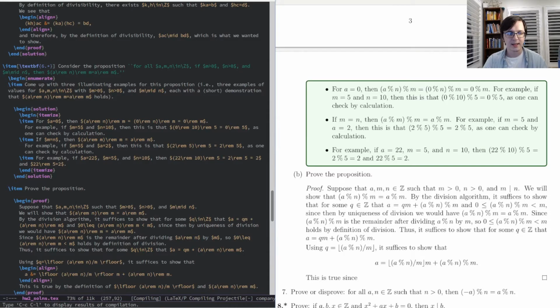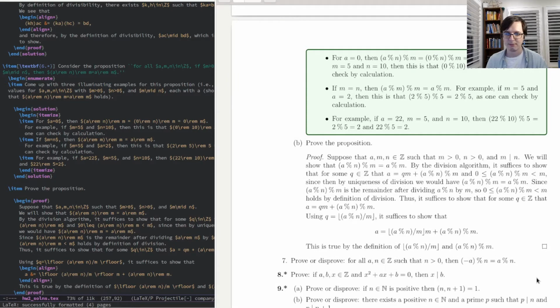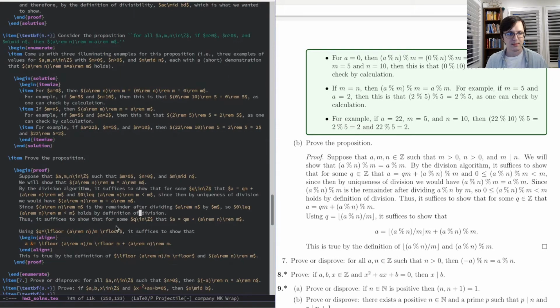Like, they're defined to be the numbers that satisfy this, while this second number lies in a particular range. So that's that. I want this to be in a solution box, don't I?